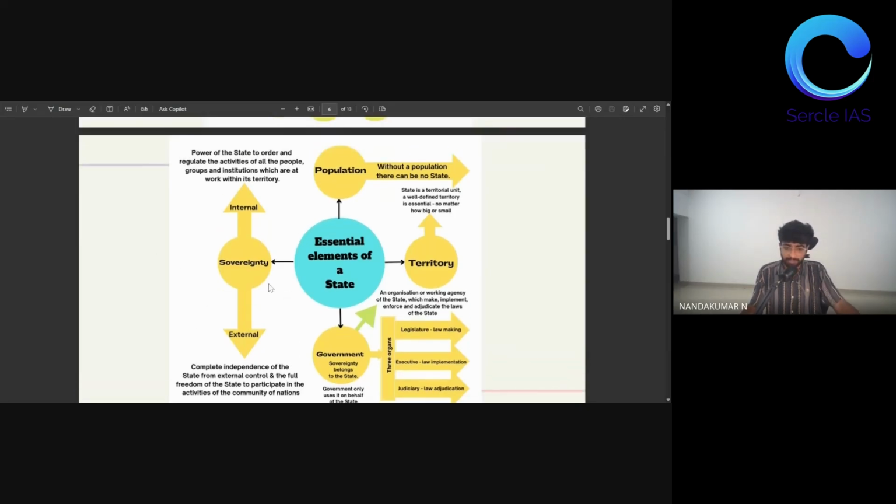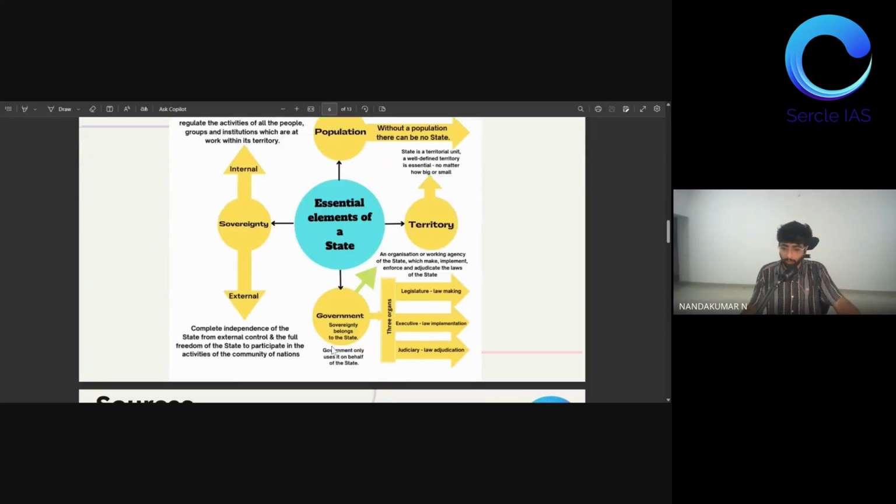So initially we have seen that in India we follow something called popular sovereignty, or people are sovereign. But practically this is very difficult for a country like India or any country. So usually what happens is, on behalf of the population, or simply on behalf of the state, the sovereignty is transferred to the government, because in democratic countries the government is elected by the people.